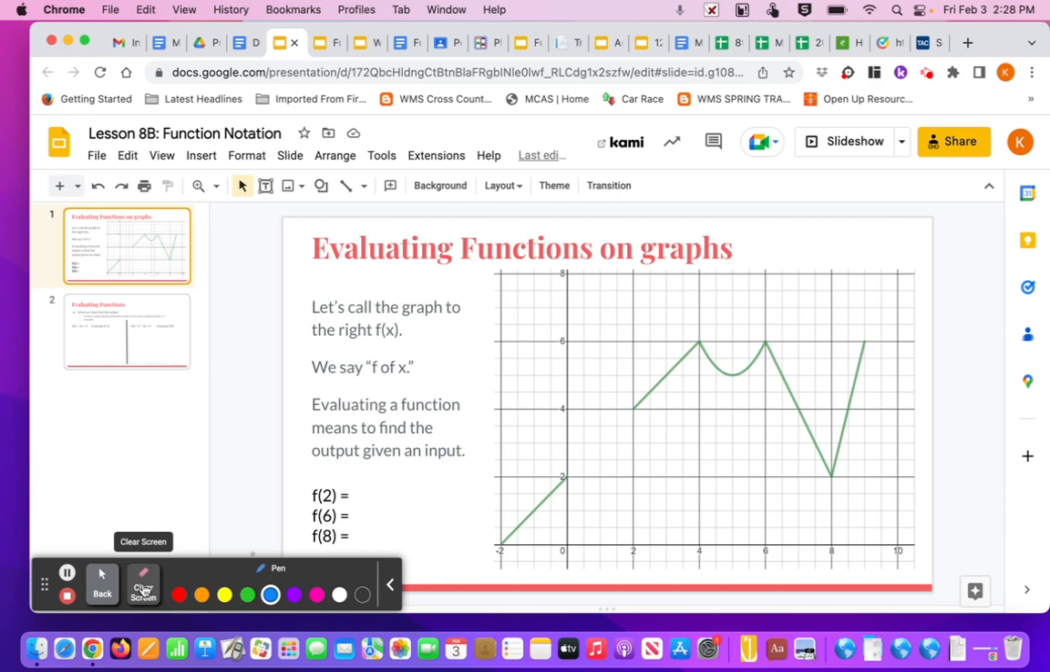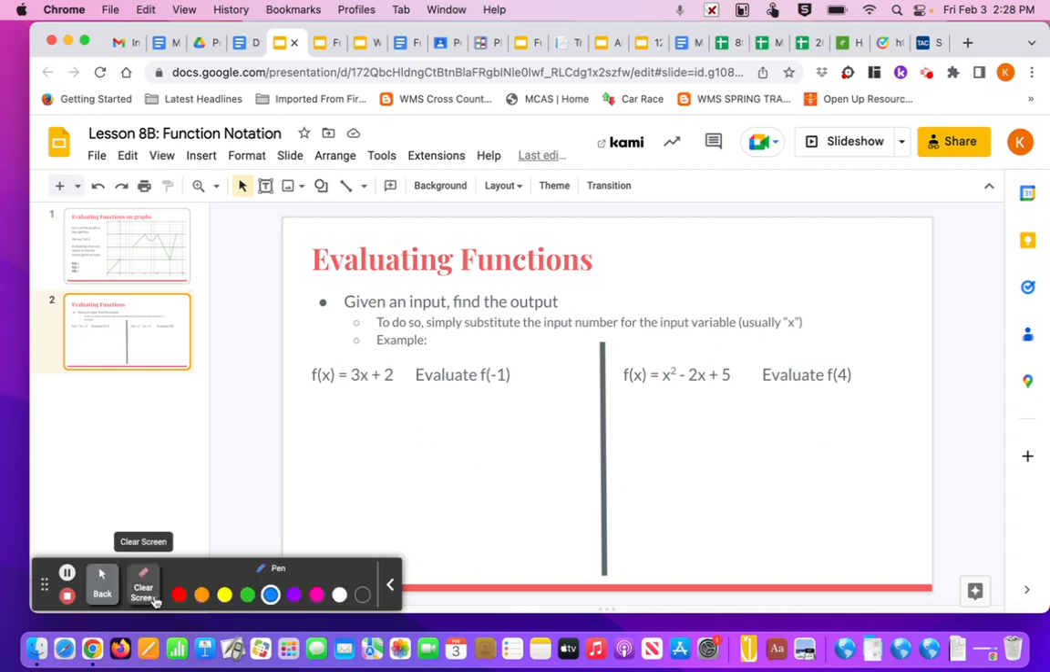Let's try the second slide here. It asks a different question. I want you to evaluate this function, this time given an equation, not a graph. So we do almost the exact same thing. Evaluate it when the input is -1. The input we know is the x. So all I'm going to do is take -1 and plug it into the equation for the x variable. That's it. X represents the input.